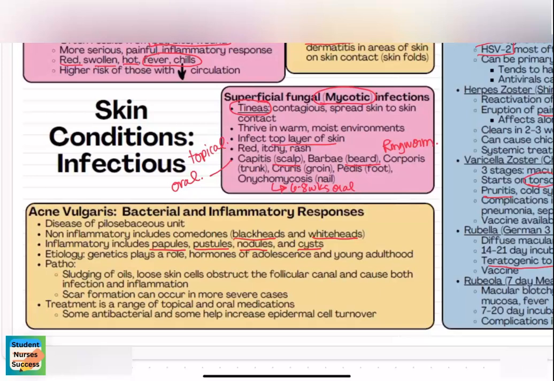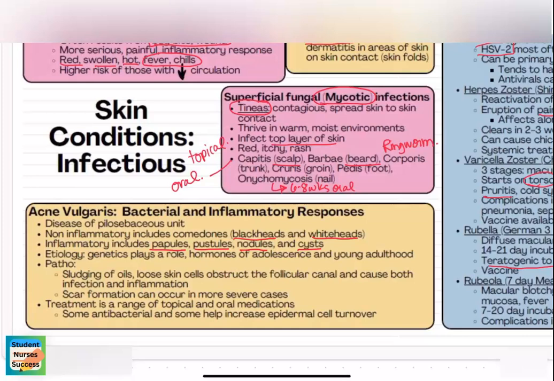Their face gets very red, or the areas of the back that are affected really get these very painful red, swollen pustules and nodules. And those can really lead to a lot of scarring for individuals. We do know genetics plays a role. Some people just have oilier glands than others. The hormones of adolescence and young adulthood play into that, making lots and lots of oil.